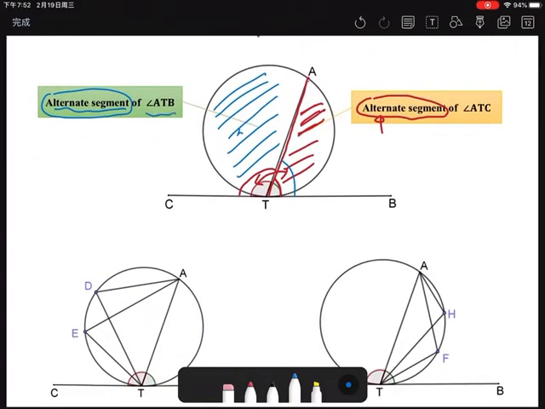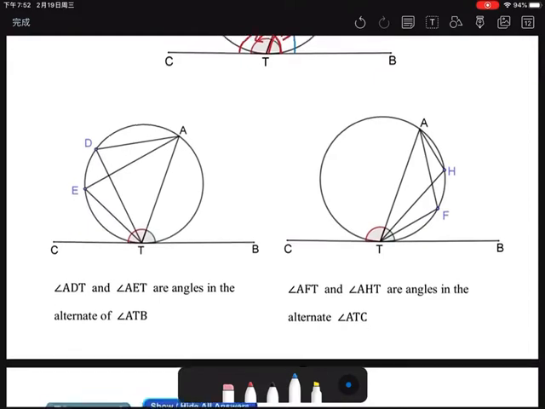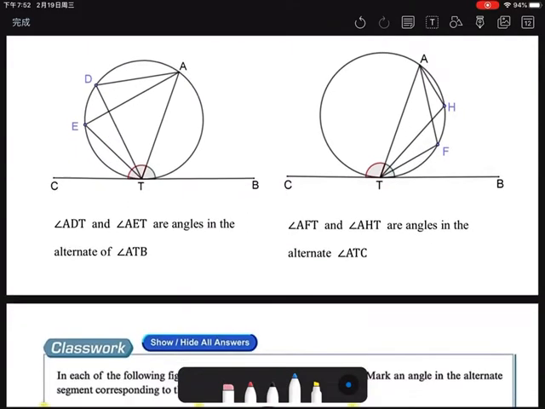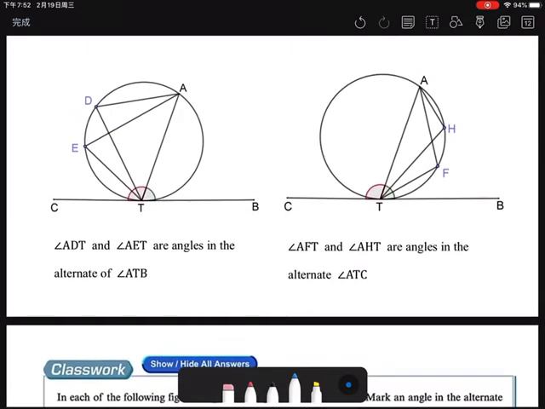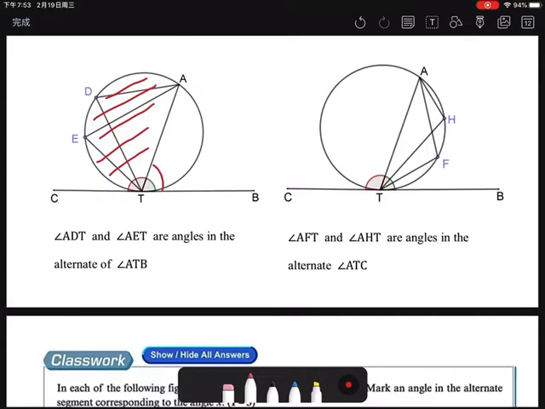So when you say alternate segment, you have to say which angle, so it should correspond to an angle. This is another concept, alternate segment, that you should know. And the last concept you should know: just now you know that this is an alternate segment of angle ATB.